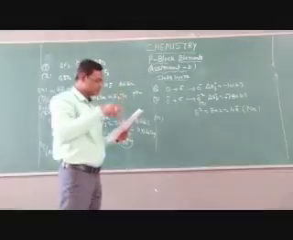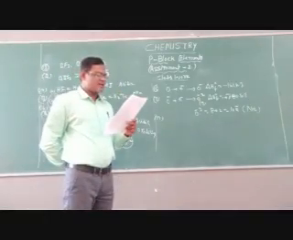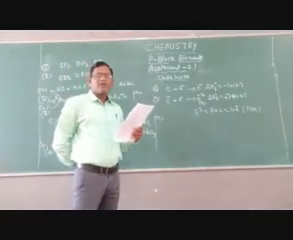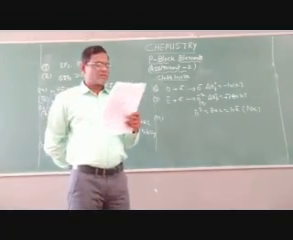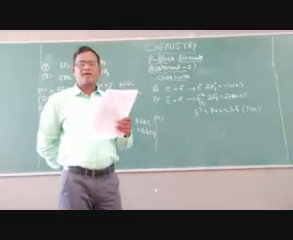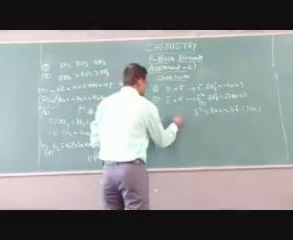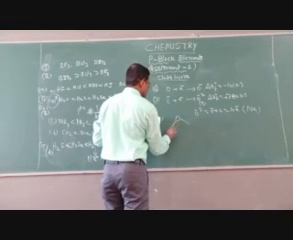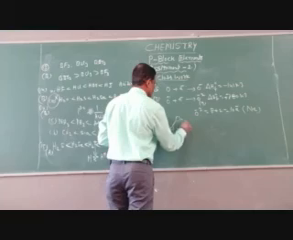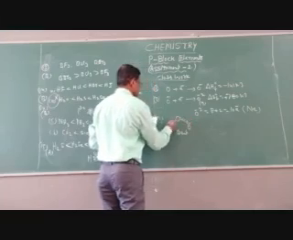Next, children. Which of the following statements given below is incorrect? Incorrect statements. The O3 molecule is a bent structure, correct only. Here the structure of O3 is like this. This supports the bent structure.